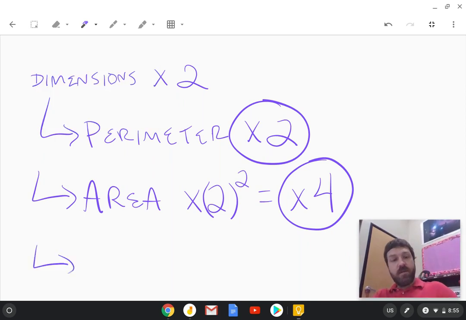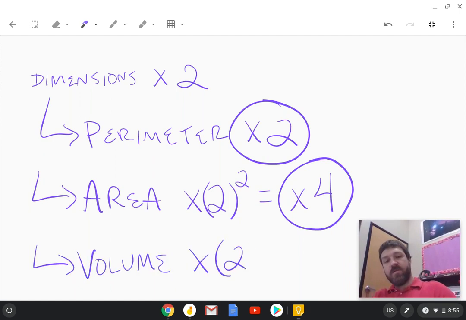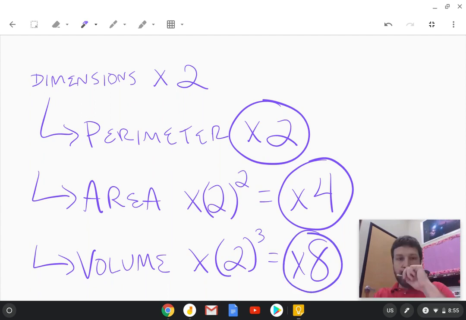Volume is a cube measure. So when I multiply the dimensions of something times 2, the volume gets multiplied times 2 to the third, in this case, times 8. So enlarging the dimensions of something yields more change the more dimensions you're talking about. So perimeter, it's the same. If I multiply the dimensions times 3, the perimeter gets multiplied times 3. If I multiply the dimensions times 3, the area gets multiplied times 3 squared, in this case 9. If the volume is multiplied, then it's going to be 3 to the third, or 27 times as large.